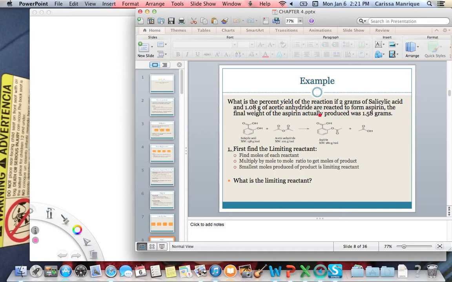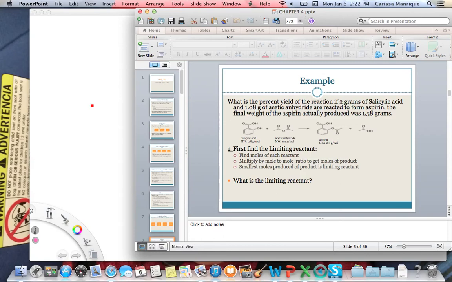So let's write everything we have right now. And this is something we would have in lab, so we would know how much we put in there. Like we have a beaker, and we put 10 grams of this and 1.08 grams of that. And we could say, how much aspirin can we make max? Okay, so that's the theoretical yield.